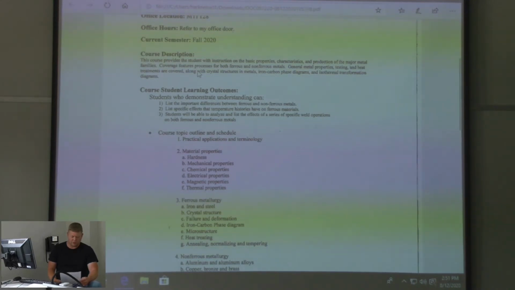Student learning outcomes. Students who demonstrate understanding can list the differences between ferrous and non-ferrous metals. We just kind of went through that. Everybody thinks it's magnetic versus non-magnetic, and that's not true. That's based on the crystal lattice of the actual metals on why it's ferrous versus non-ferrous. It's basically one is iron based and one is not. Typically, non-ferrous metals are not magnetic. That's why everybody thinks that. But there are some that are magnetic.